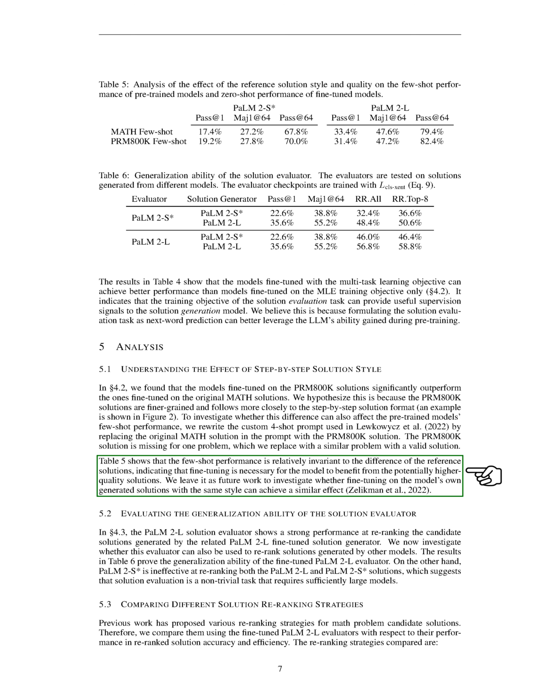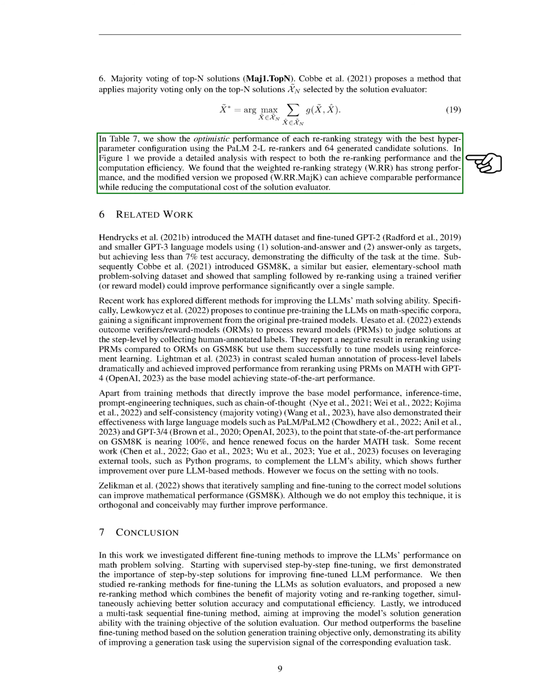We compared different re-ranking strategies for math problem candidate solutions. These strategies included vanilla re-ranking, Mike re-ranking, weighted re-ranking, weighted Mike re-ranking, majority voting, and majority voting of top-end solutions. We found that the weighted re-ranking strategy performed well, and our modified version, weighted Mike re-ranking, achieved comparable performance while reducing the computational cost of the solution evaluator.